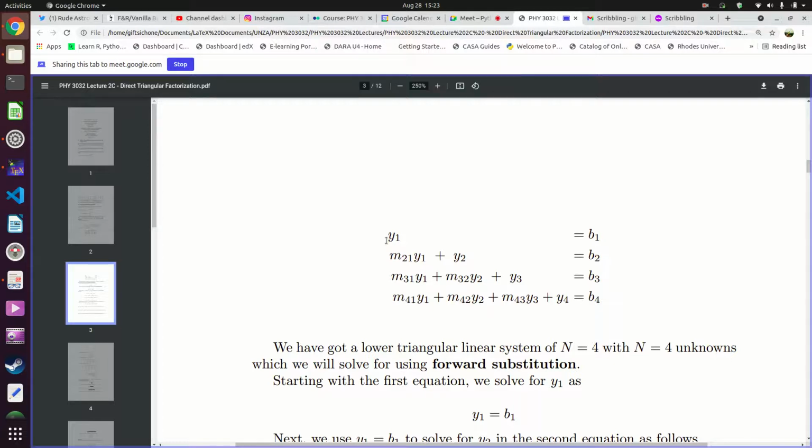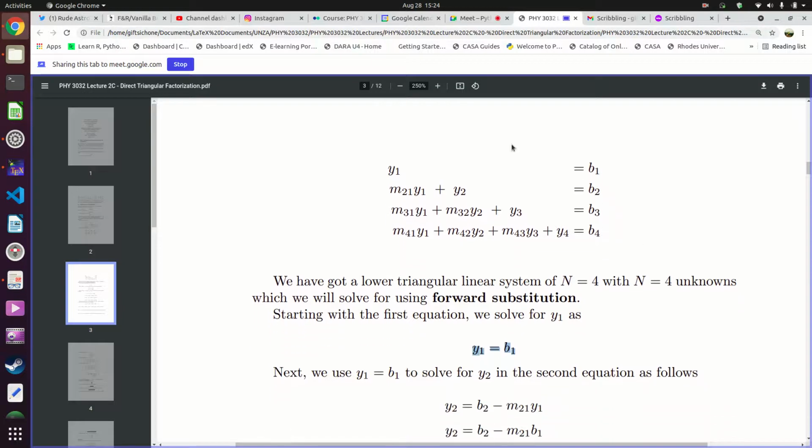So when you're doing forward substitution, we start with the first equation here, y1 equals b1. So finding the value for y1 is just straightforward. y1 is equal to b1, and we get the value here. Is that clear? It's clear. Then we move on to the second part here. Now that you've got the value for y1, we're going to use it in the second equation so that we can find y2.